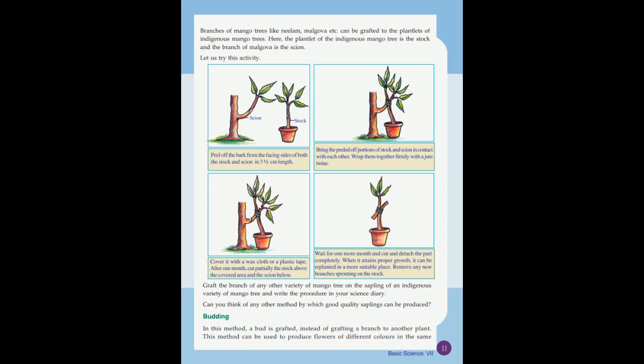Graft the branch of any other variety of mango tree on the sapling of an indigenous variety of mango tree. Try that if you can and if you are interested. Can you think of any other method by which good quality saplings can be produced? Think about it, but we will learn about it in the next class in the next week.